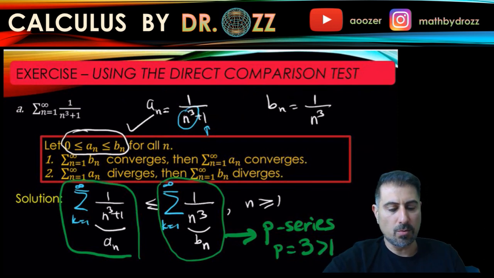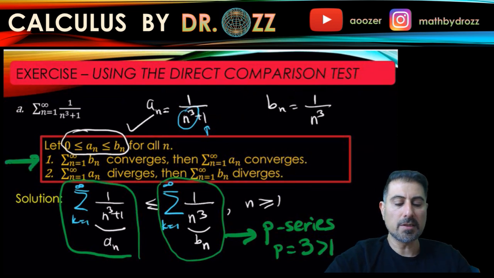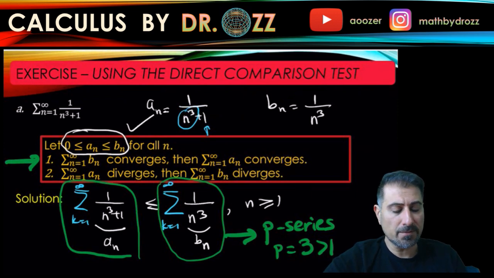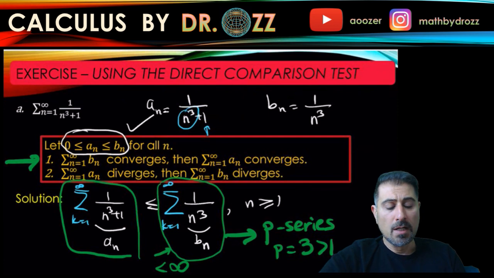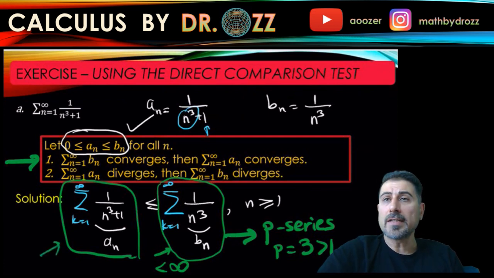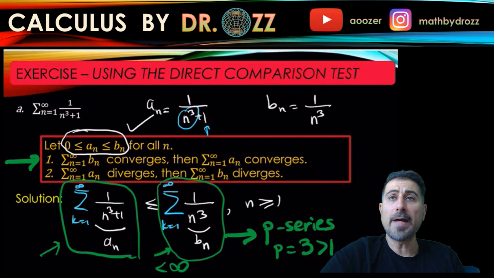So look at item number 1 here. It says if the series bn converges, then the series an converges. If this sum is less than infinity, that means it converges to a finite number. The sum smaller than that, which is this one, has to converge, because the series on the right becomes a bound for that, and that bound is a finite number.